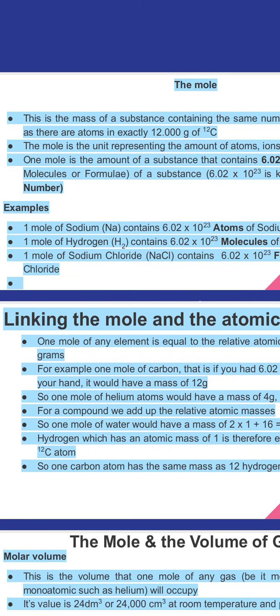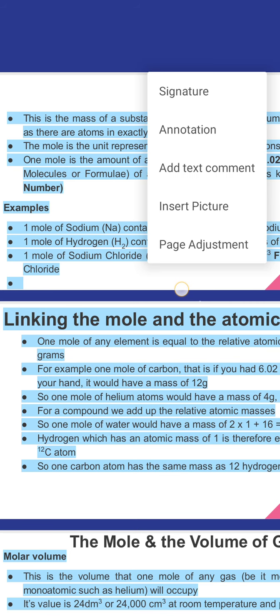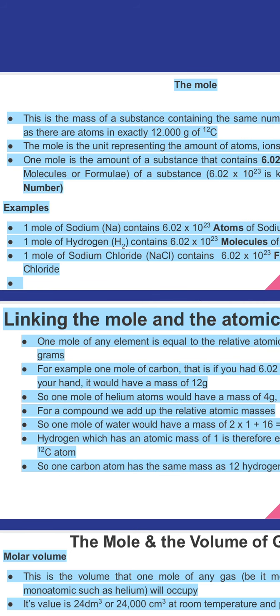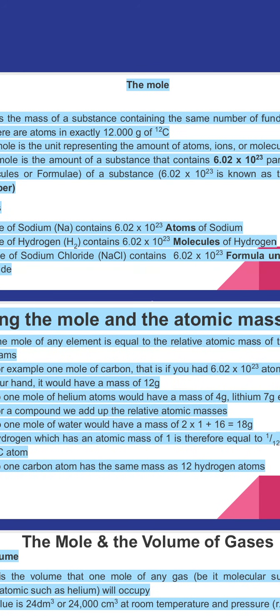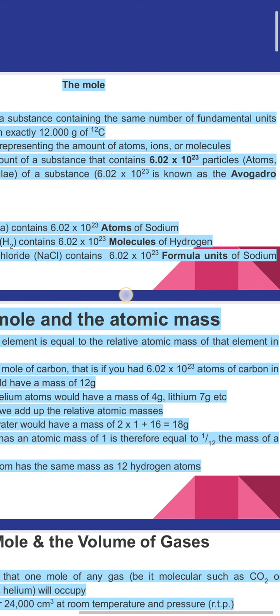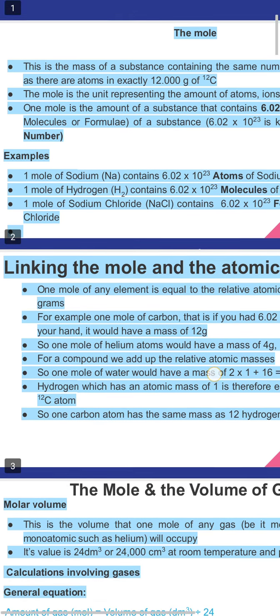1 mole of hydrogen H2 contains 6.02 × 10^23 molecules of hydrogen. 1 mole of sodium chloride NaCl contains 6.02 × 10^23 formula units of sodium chloride.